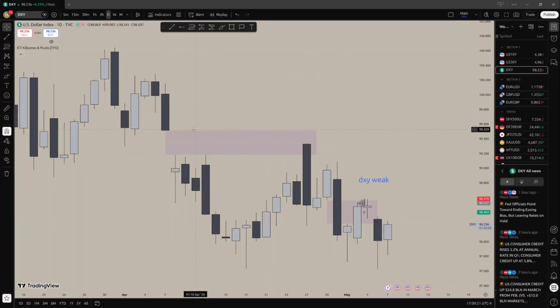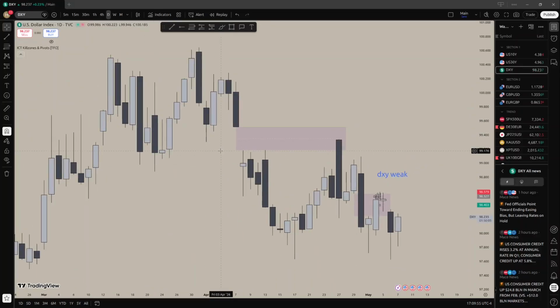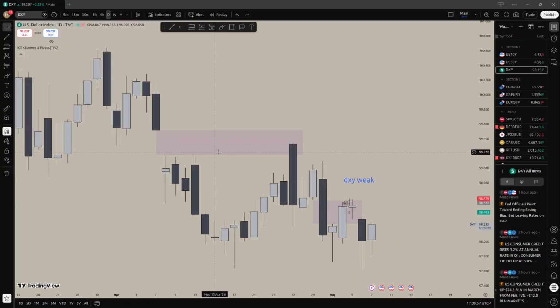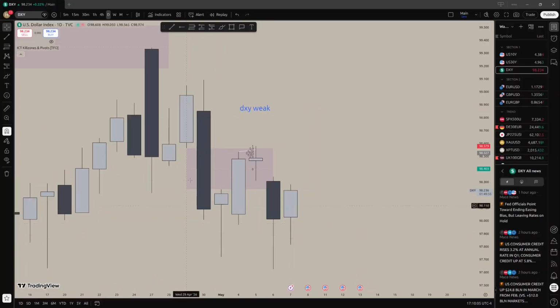The DXY is quite clearly weak. We've got bearish market structure. There's bearish fair value gaps being respected, and then coming into here, there was a nice setup earlier this week on the Tuesday. It's not a hindsight trade. I'll run you through what you would have seen. But clearly we're seeing weakness in the DXY, so take note of that for when we get onto the EU and GU.